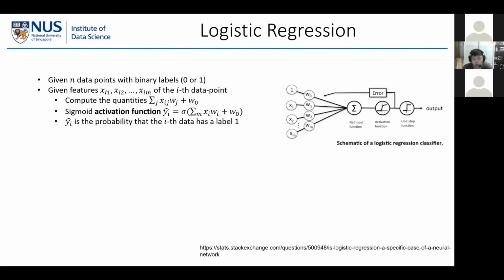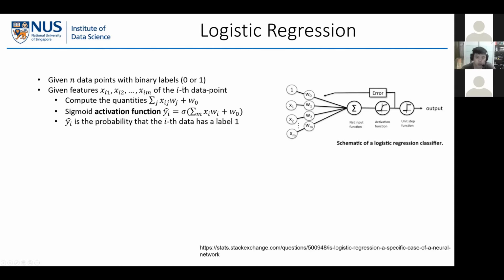Now, during last lab, we worked with a logistic regression model that we applied the multiple instance assumption on. Let us look at that particular class of model in this way. So we are given n data points, right? This is normal logistic regression with binary labels 0 or 1. For the ith data point, we're also given m features. So we can label these features as xi1, xi2 to xim.